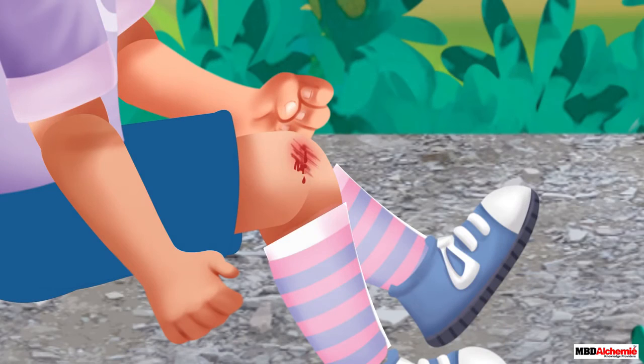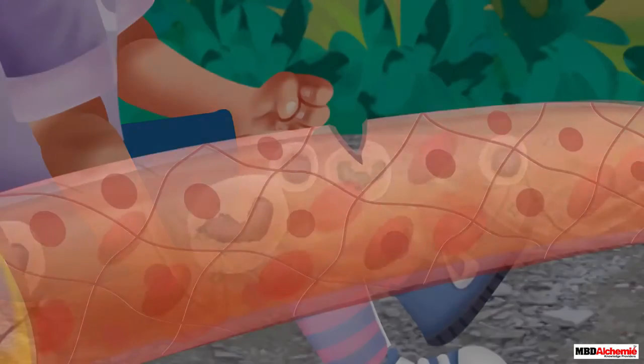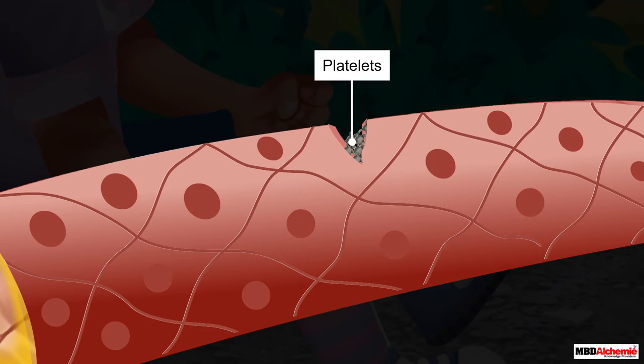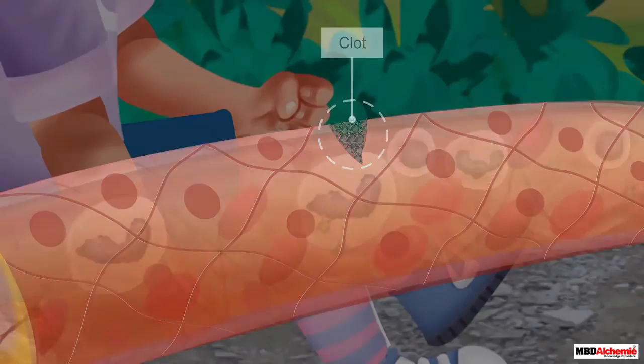You must have noticed that each time you get an injury and bleed, the bleeding stops by itself after some time. This happens because of the presence of platelets. The platelets act like a plug on the cut. Together, they form a clot at the cut and stop the bleeding.